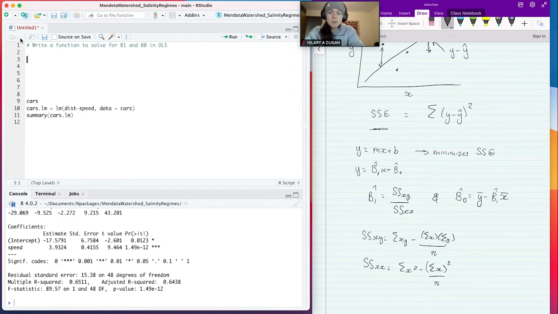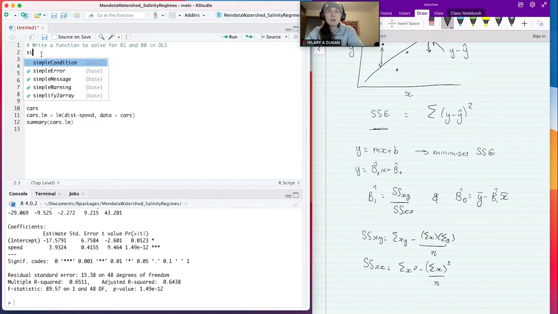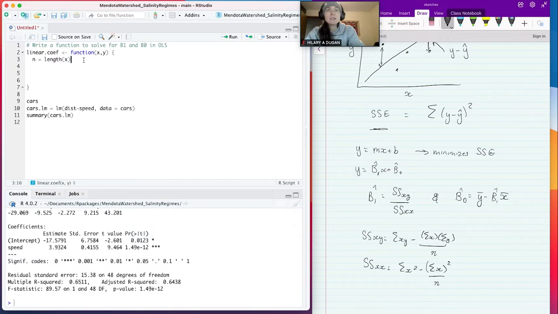So there's a few things we want to know. One of the things that we see in these equations is n, which is the number of data points we have. So we can just assign n to be the length of our data. We're going to have both x and y, and we're going to write this as a function. So we'll say that our linear coefficients are going to be a function of x and y. And we're going to put this all into a function where we can just sub in x and y data. So we're going to start off, we're going to say n is the length of x. This is going to be our sample size.